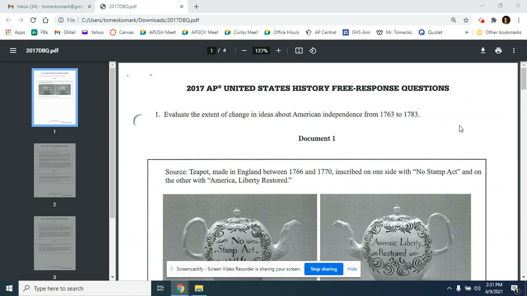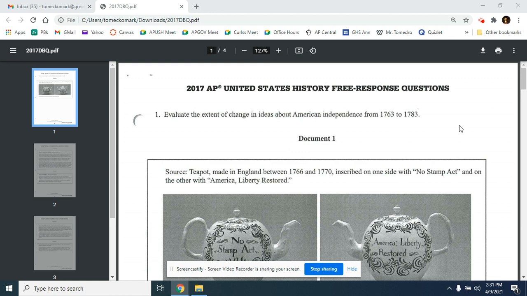So as far as structuring the DBQ essay, you're probably going to structure it much the same way you would a long essay, right? The big difference, though, of course, are the documents that the DBQ essay gives you and requires you to use. And here's how you want to think about this.